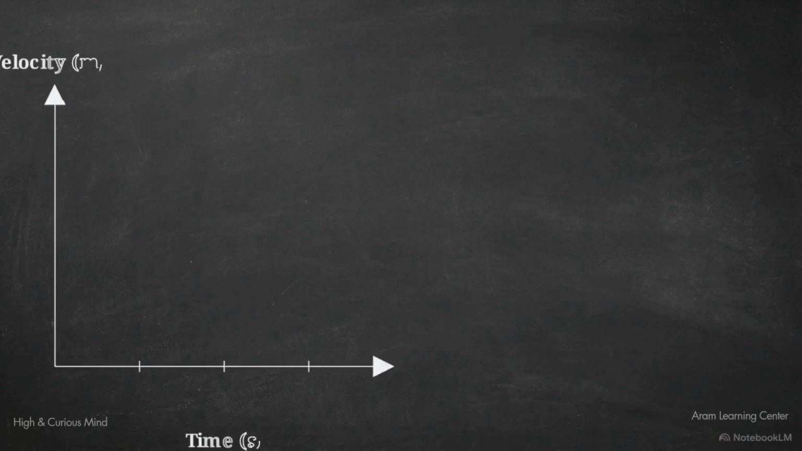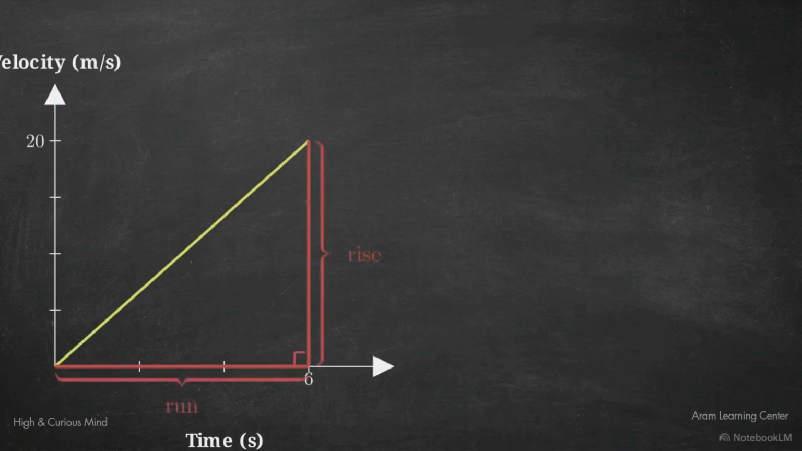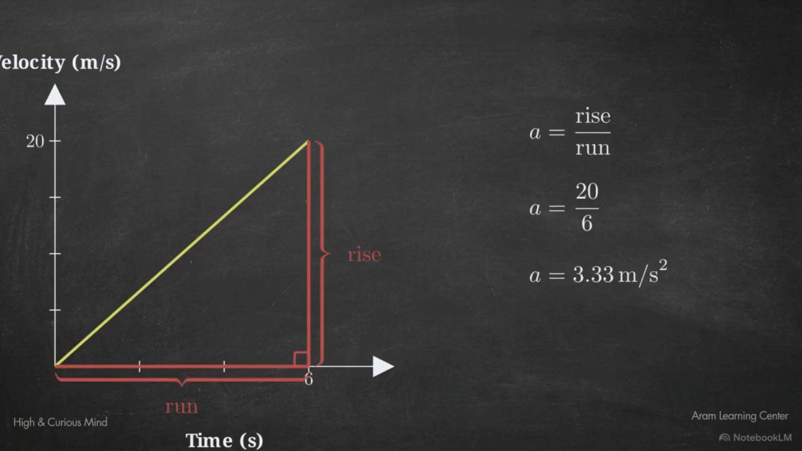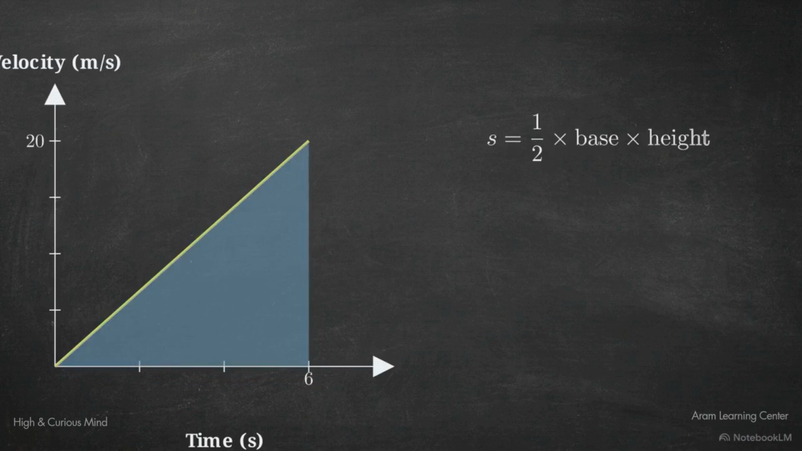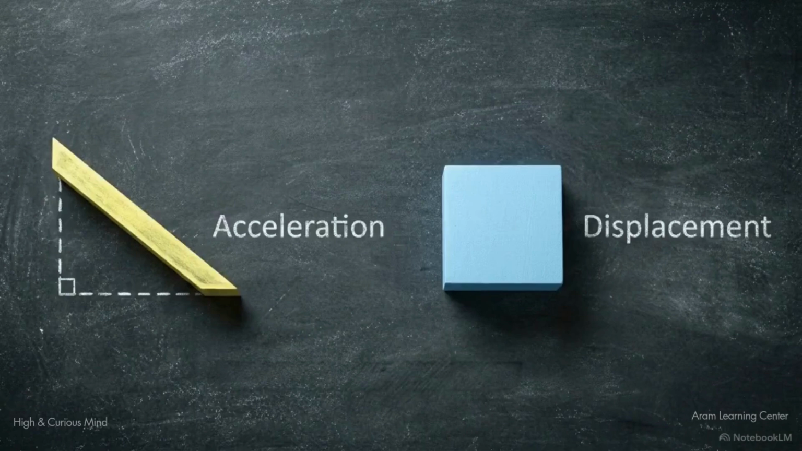This graph shows a vehicle reaching 20 meters per second in 6 seconds. Slope is rise 20 over run 6, yielding acceleration of 3.33 meters per second squared. Displacement is the triangle's area, 1/2 times base 6 times height 20, totaling 60 meters. Applying these two visual calculations, slope and area, provides the solution to the majority of linear motion scenarios.